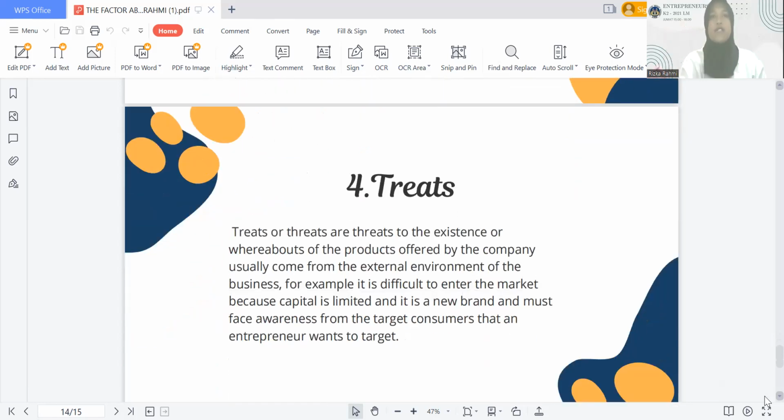And the last, threats. Threats to the existence or whereabouts of the product offered by a company usually come from the external environment of the business. For example, it is difficult to enter the market because capital is limited and it's a new brand and must face awareness from the target consumer that an entrepreneur wants to target.